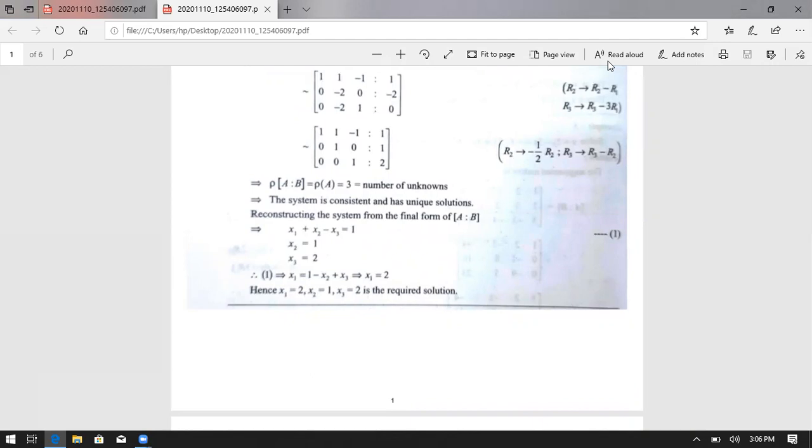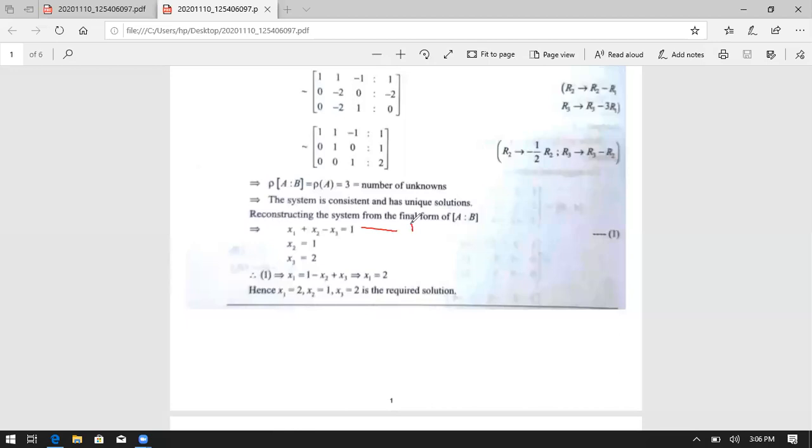Then substitute into equation 1. This is equation 1, where I don't know the x1 value. We know the x2 and x3 values: x2 is 1, x3 is 2. Then x1 is equal to 1 minus x2 plus x3, that is x1 is equal to 2. Therefore, finally you write x1 is equal to 2, x2 is equal to 1 and x3 is equal to 2. That is the required solution. This is one example. Next example is also the same.